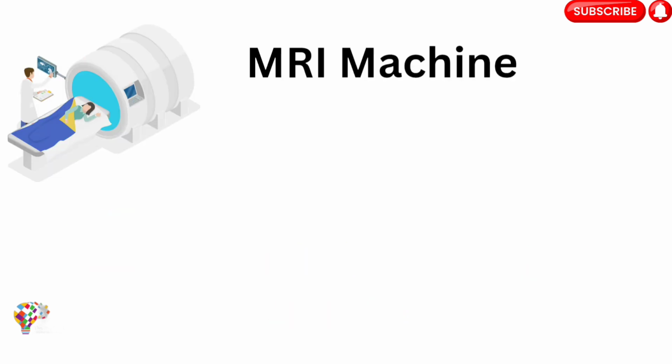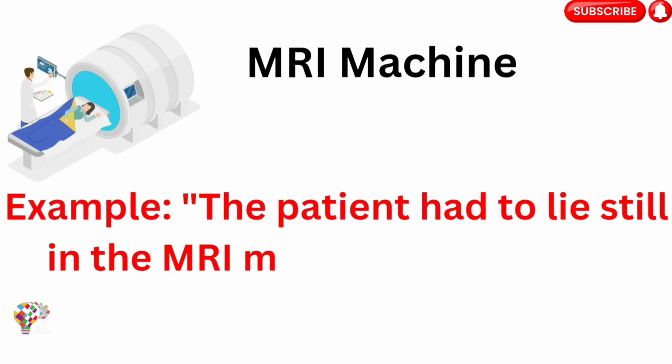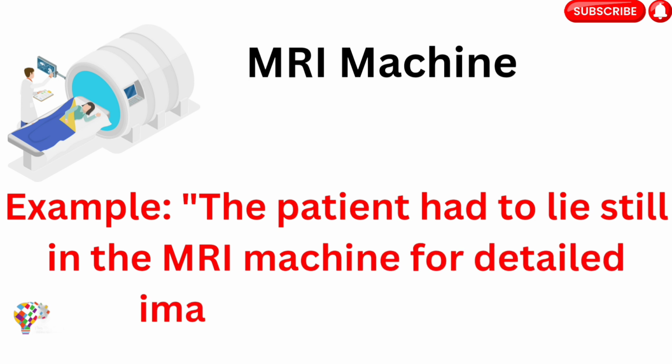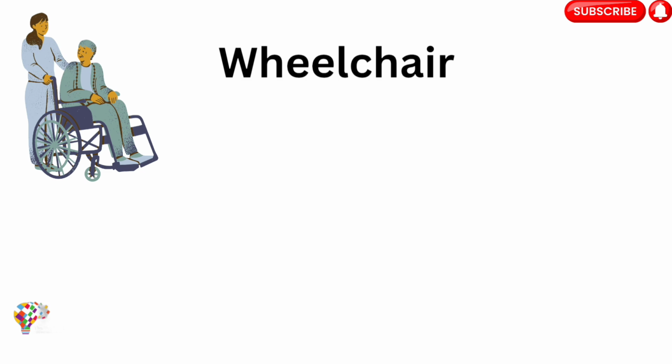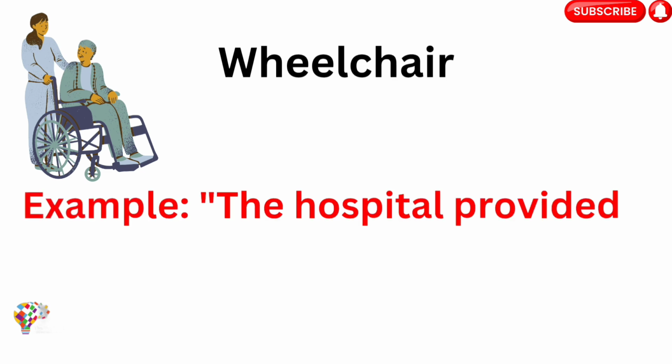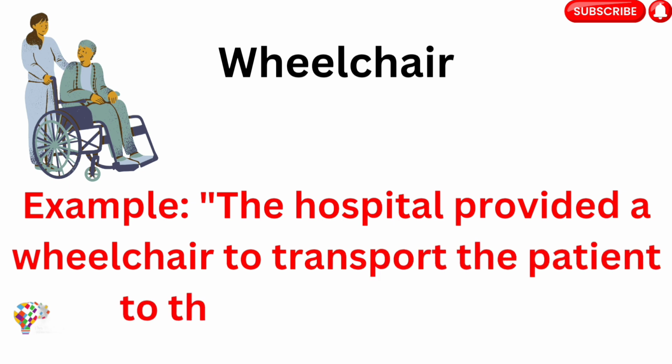MRI machine. Example: the patient had to lie still in the MRI machine for detailed imaging of the brain. Wheelchair. Example: the hospital provided a wheelchair to transport the patient to the operating room.